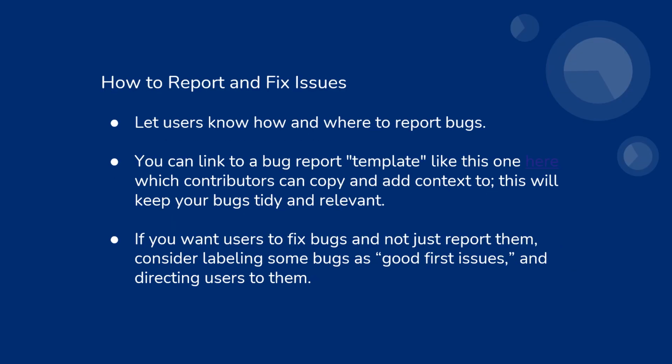Let users know how and where to report bugs. You can link to a bug report template like the one linked here, which contributors can copy and add context to. This will keep your bugs tidy and relevant. If you want users to fix bugs and not just report them, consider labeling some bugs as good first issues and directing users to them.